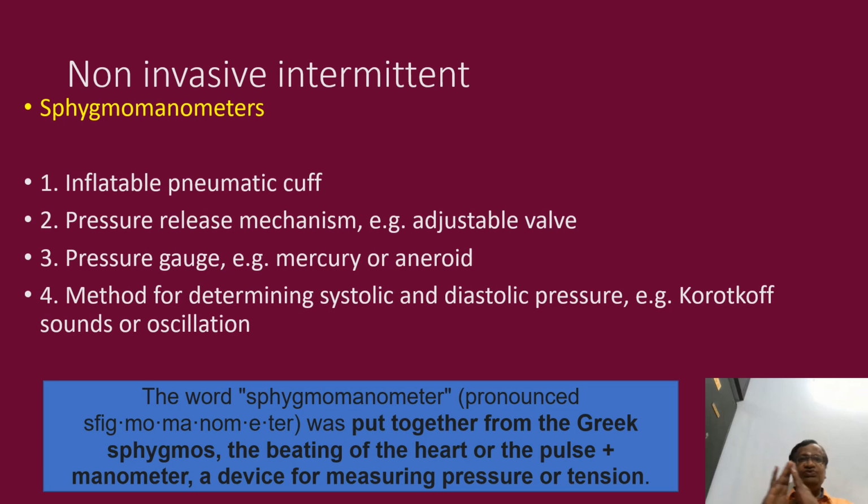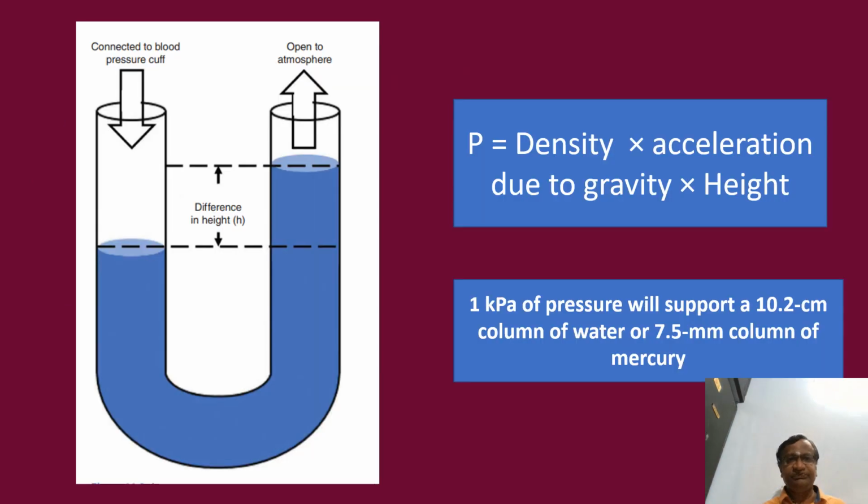Now we go to non-invasive intermittent, what are called sphygmomanometers. You need an inflatable pneumatic cuff, an adjustable valve to release the pressure, and a pressure gauge, either mercury or aneroid. You have to have a method of identifying the systolic and diastolic, for example Korotkoff's method or oscillation. Sphygmos is the beating of the heart or the pulse, and manometer is the device. So the beating of the heart plus manometer is what is called a sphygmomanometer.